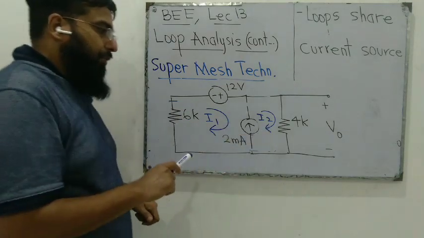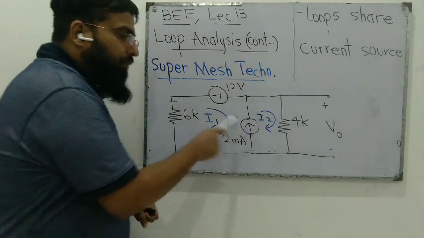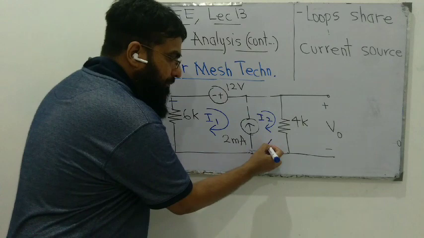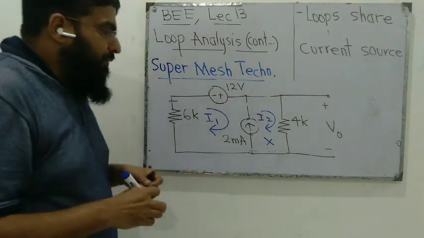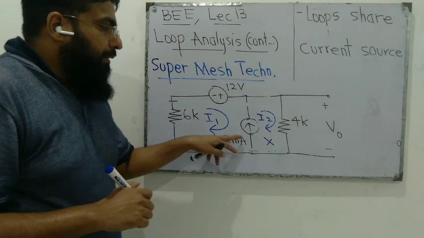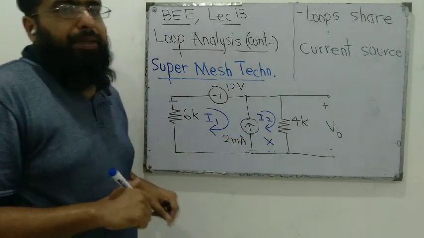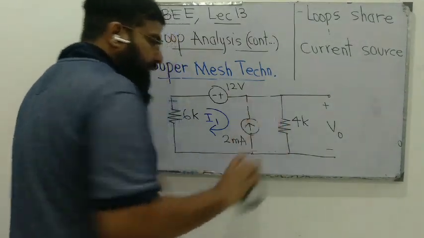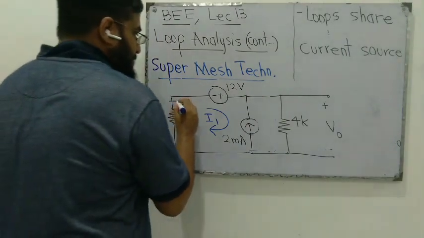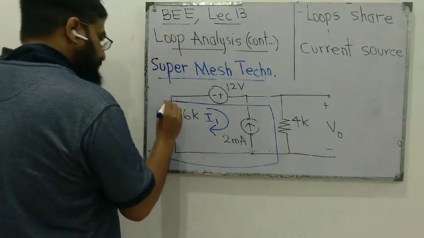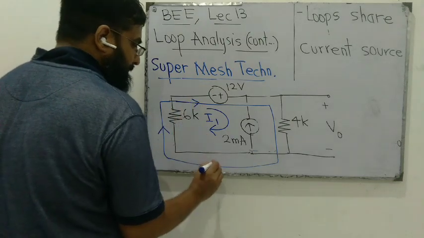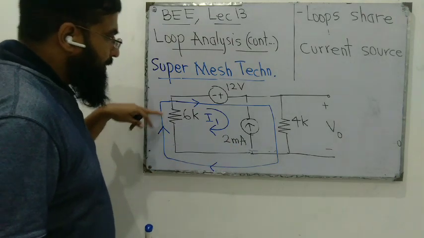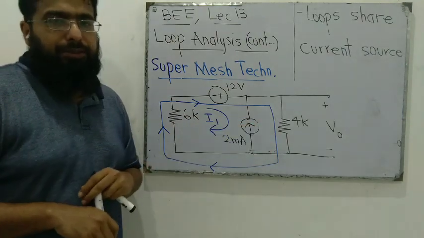So if we consider this as a loop, we'll write I1 is equal to minus 2 milliamperes and I2 is equal to 2 milliamperes, which won't be correct. So how to find another independent loop and to avoid this 2 milliampere current source for loop number 2? We have to go for this path. This is a bigger loop bypassing this 2 milliampere current source and containing 6K resistor, 12 volt source and this 4K resistor.